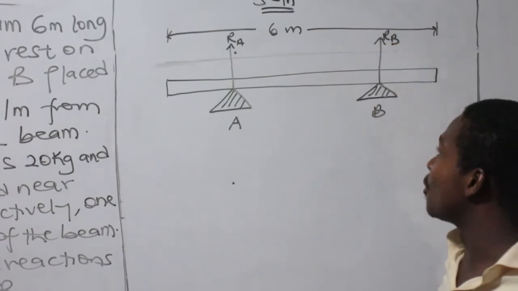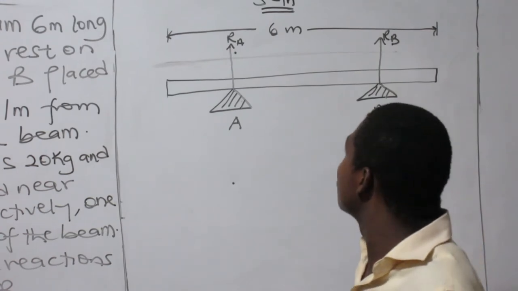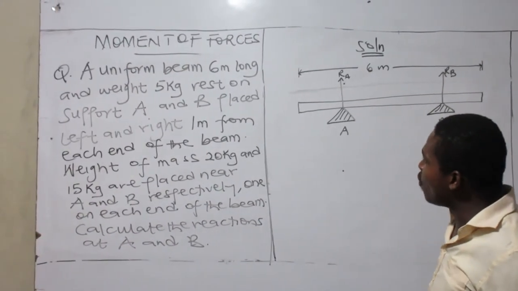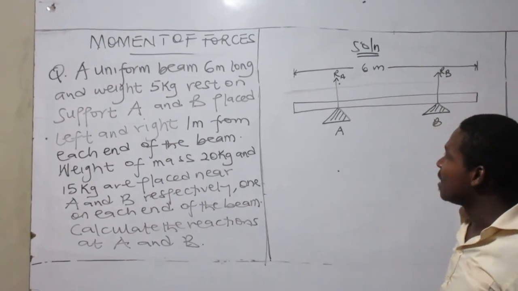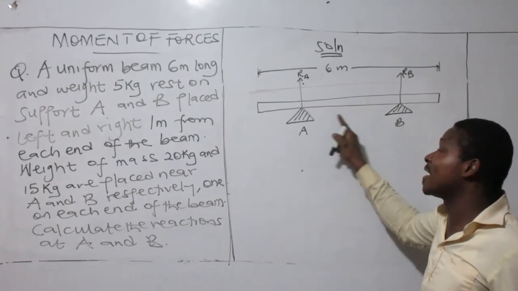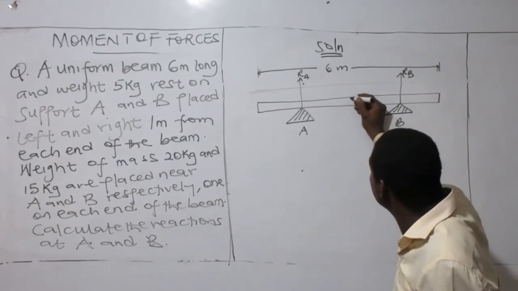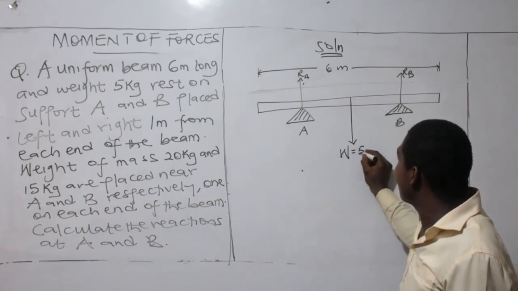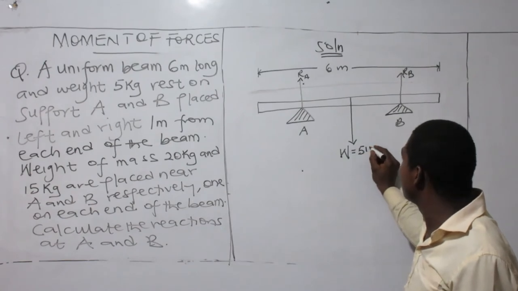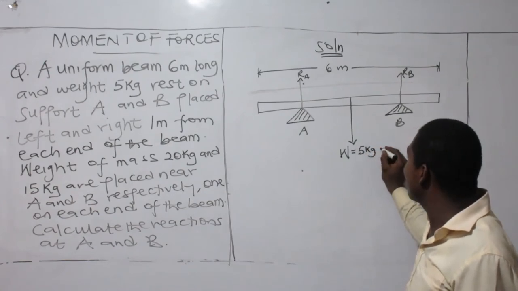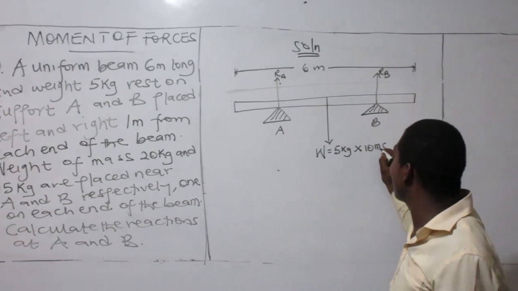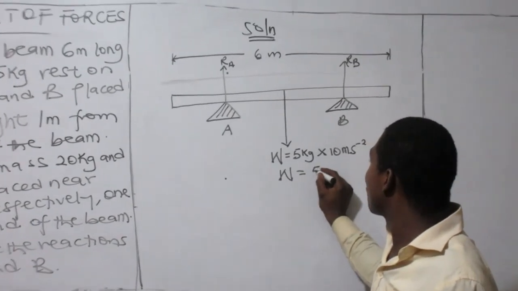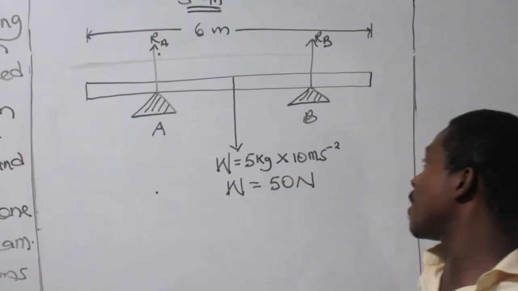Good. So if you think that is difficult, no, it is not. So we have that. Now let's see. And weight 5 kg rests on supports A and B, please. If 5 kg is resting on supports A and B, that 5 kg happens to be a weight, and it is here. So that is the weight, 5 kg. So it means 5 kg by 10, that is acceleration due to gravity, right? Good. This will give you 50 Newton. Good, that is the weight that I'm going to use.